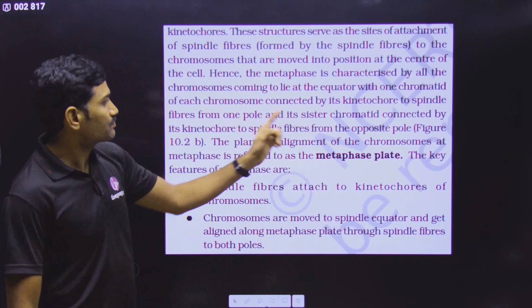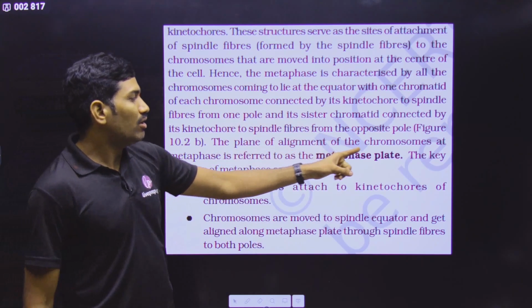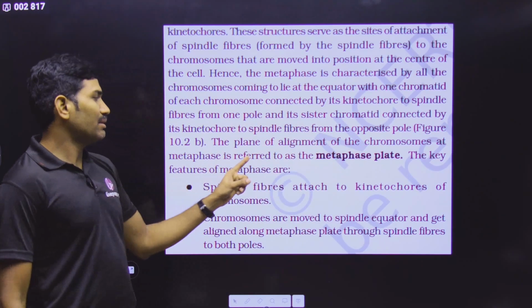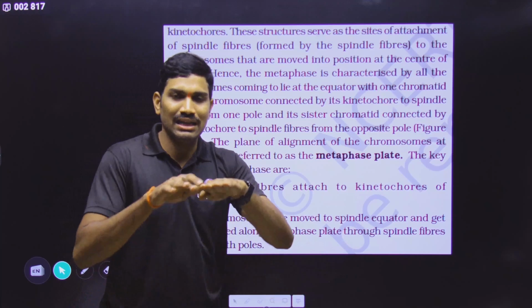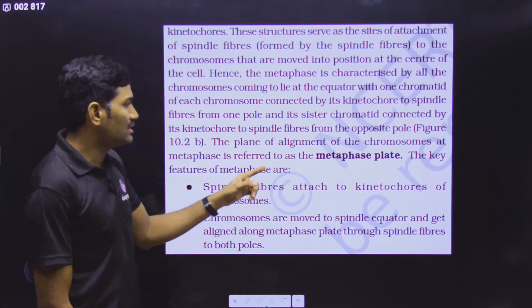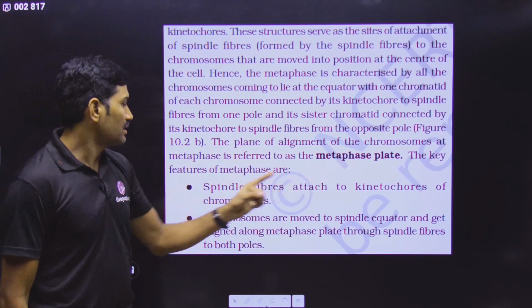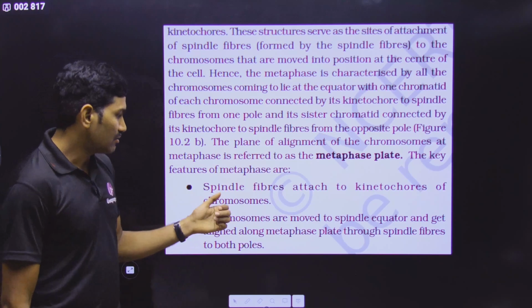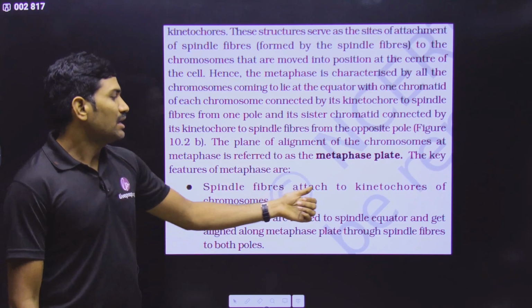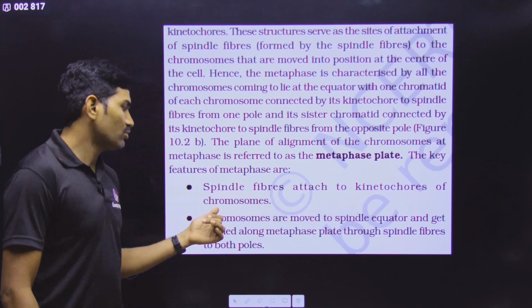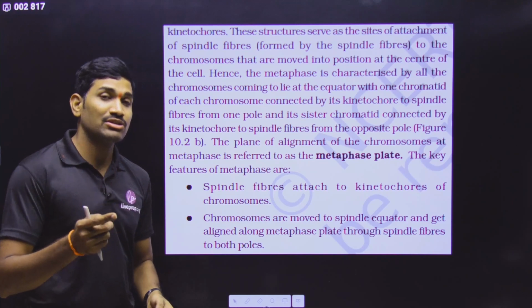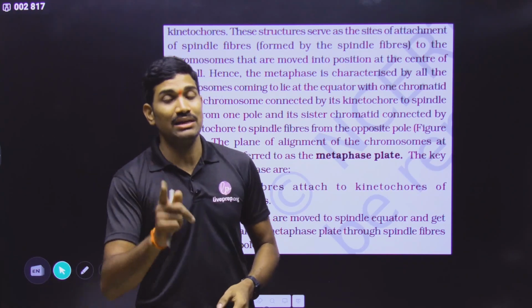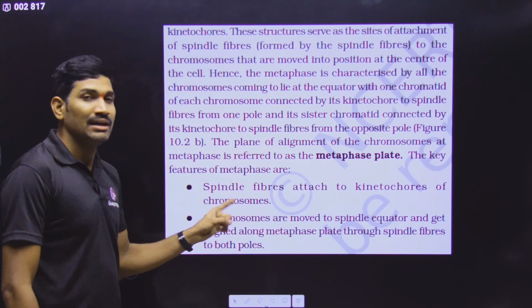Next one, the plane of alignment of chromosomes at metaphase is referred to as the metaphase plate. The level at which they are arranged is called the metaphase plate. Next, what are the key features of metaphase? Spindle fibers are attached to the kinetochores of chromosomes. Please remember, spindle fibers are formed in prophase, but they are attached to chromosomes in metaphase.